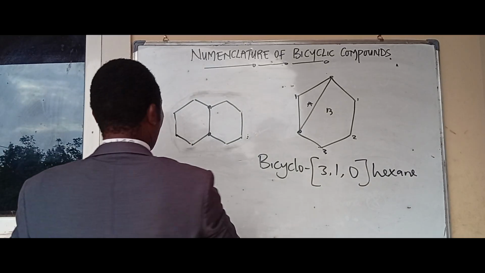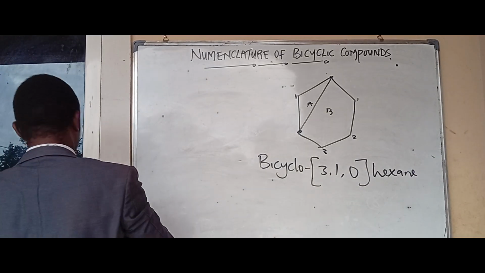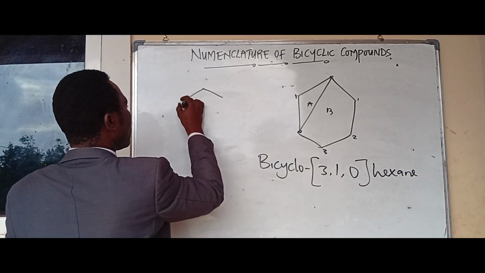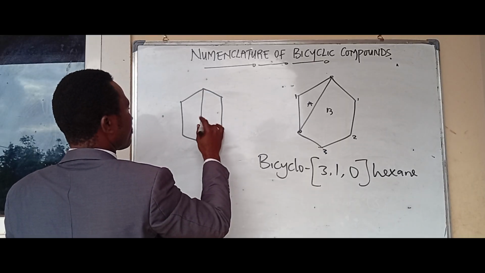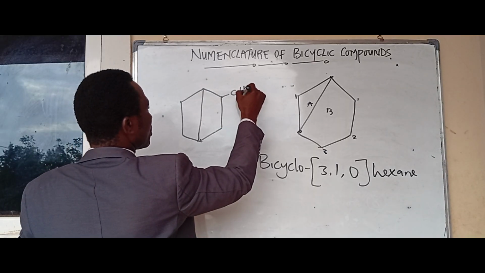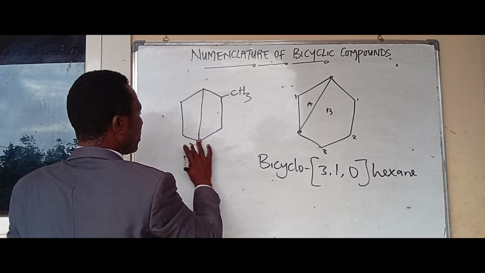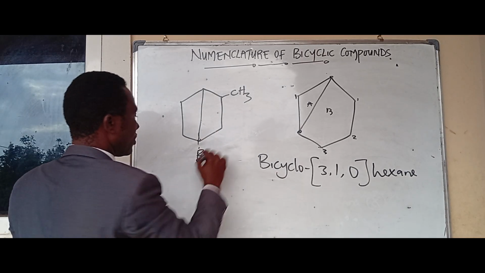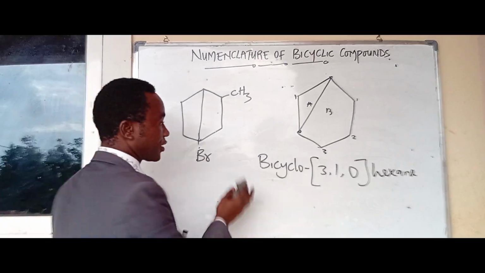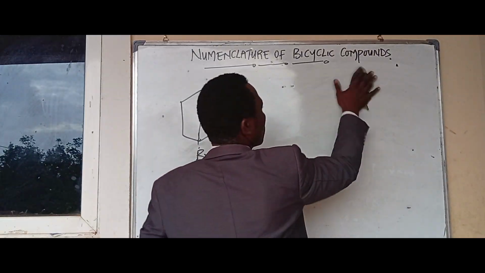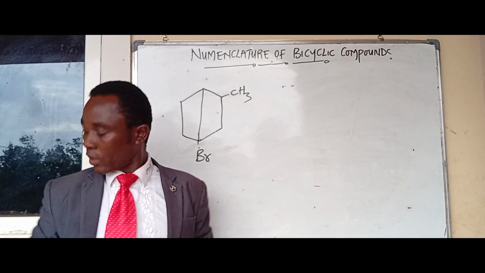Now let us take another one. Let's say we have this bicyclic compound this way, and this is CH3, and this is Br. This is a bicyclic compound that is having a substituent. How do we name bicyclic compounds with a substituent?